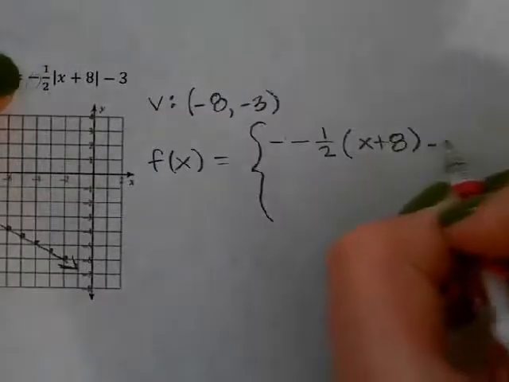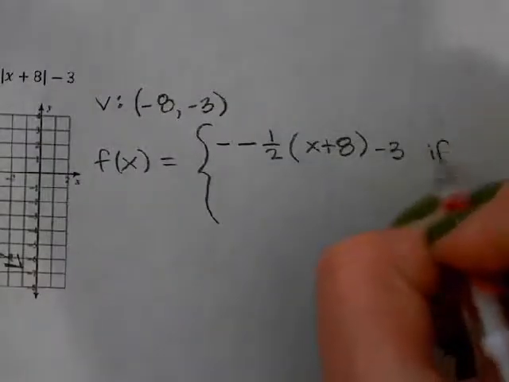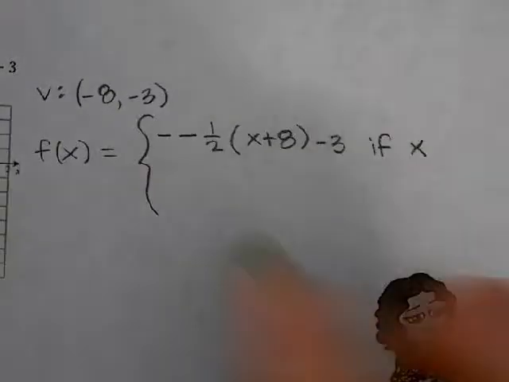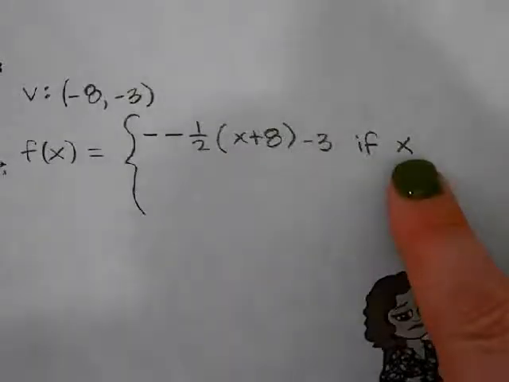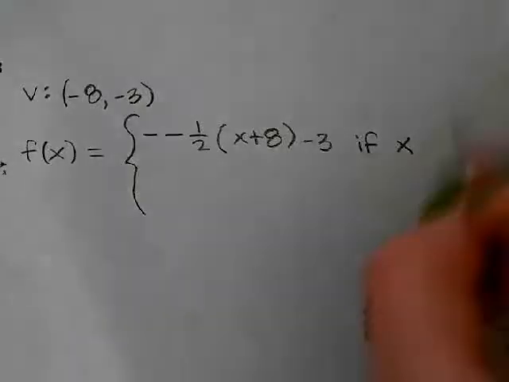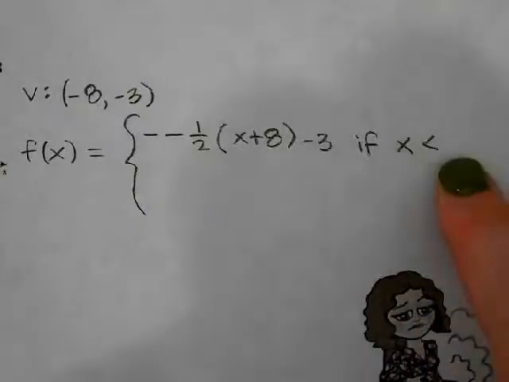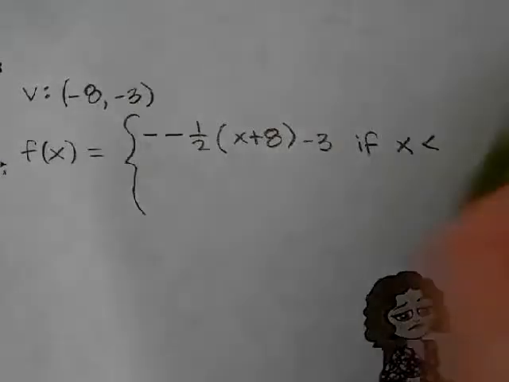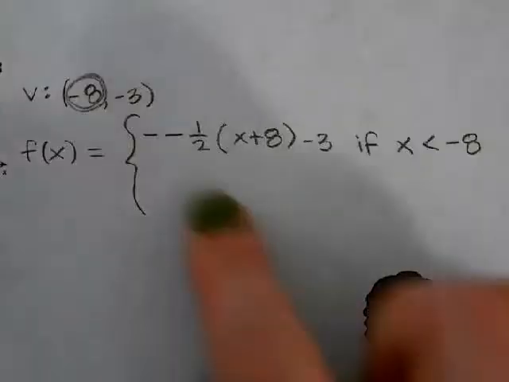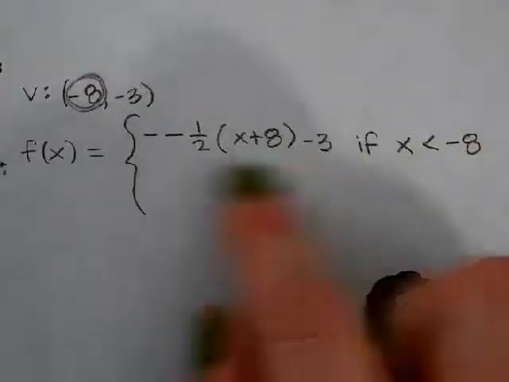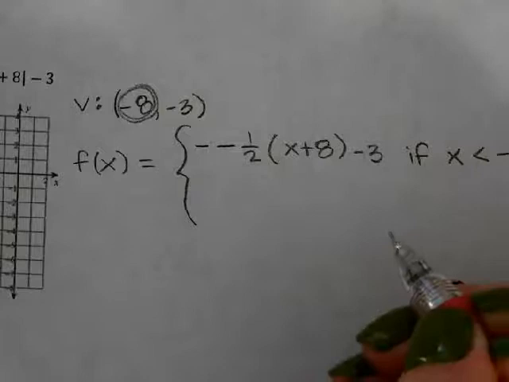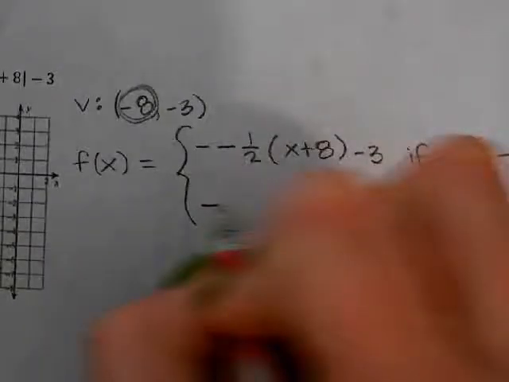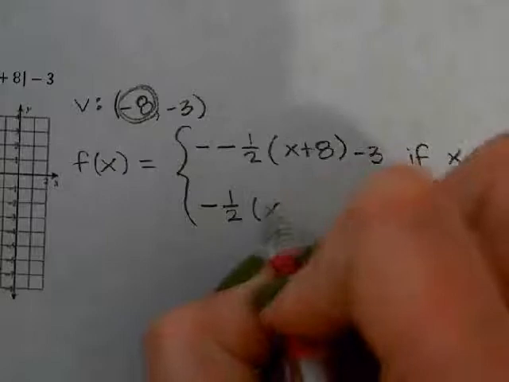So when I do the negative version, which way does my symbol go? Less than. Okay, less than. And then what number do I use? -8. So I use the x coordinate of the vertex. Okay, so the negative version of the function if x is less than -8. Okay, and then what do I do for the second part? The positive version of the equation if x is greater than -8, okay?